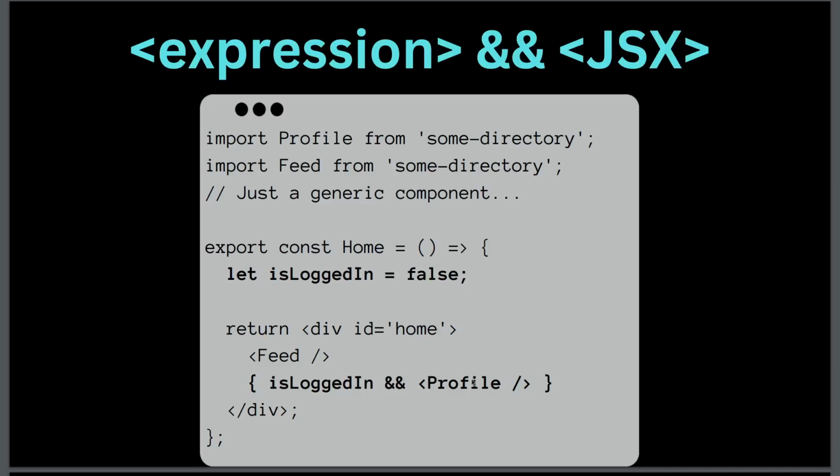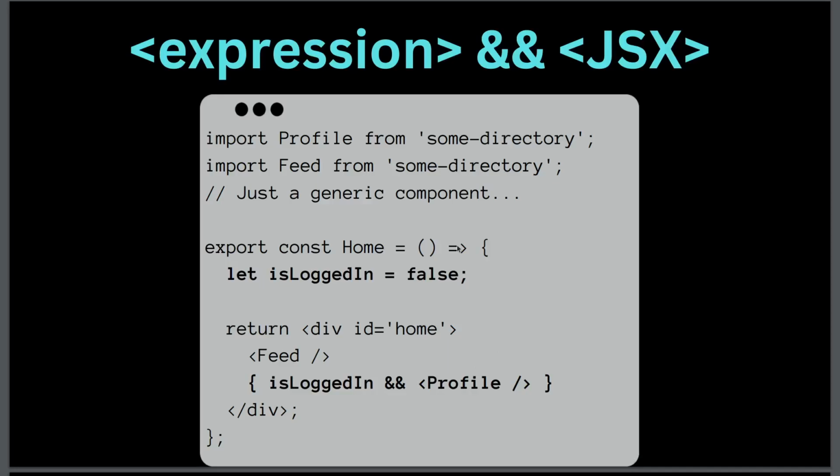So you can imagine that in this case, even if the user is not logged into this app, they can still see a feed on the homepage. But if they're not logged in, then they cannot also see the profile component, which might contain info about their profile, such as their name and their bio and their profile picture and everything. But if they are logged in, then the profile component renders and they can see their info.